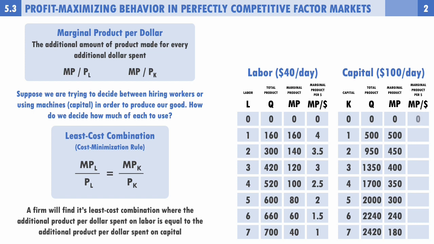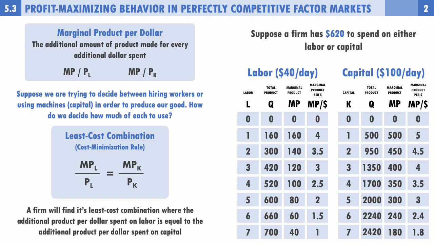Now let's do the same thing for capital. Obviously we got nothing there when we have nothing, but whenever we hire that first unit of capital, the marginal product, the additional product, is 500. But again, we spent $100 to get those 500. So 500 divided by 100 is 5. Then 450 divided by 100 is 4.5. 400 divided by 100 is 4. And then 3.5, 3, 2.4, and then 1.8.